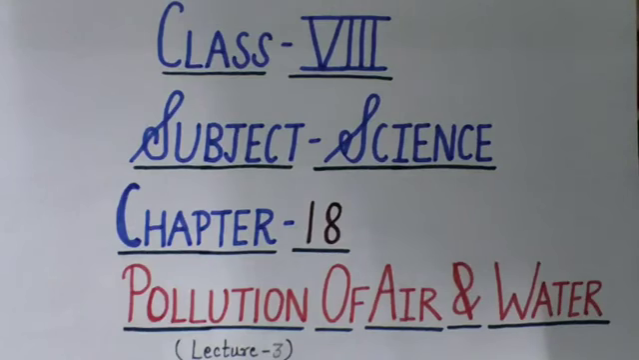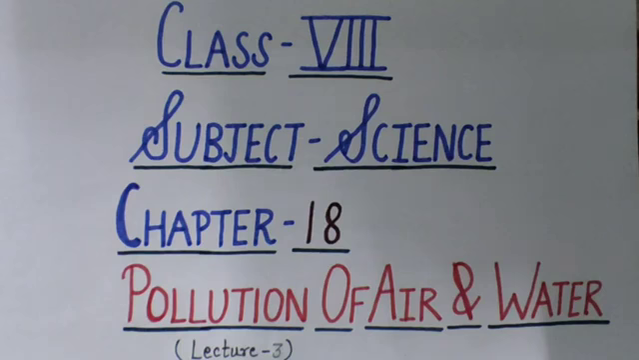This is a video for the students of class 8, subject science. We were studying chapter number 18, that is pollution of air and water. This is your lecture number 3. In the previous lecture, we have learned about the effects of air pollution and prevention of air pollution.